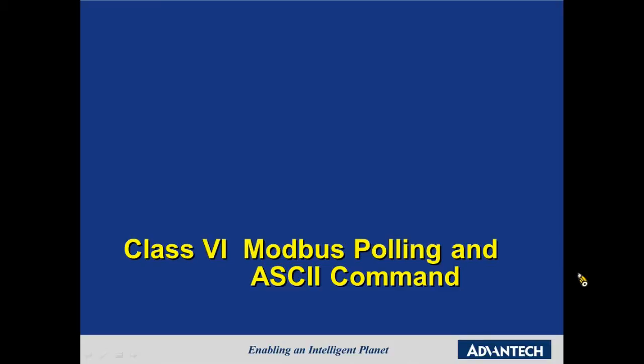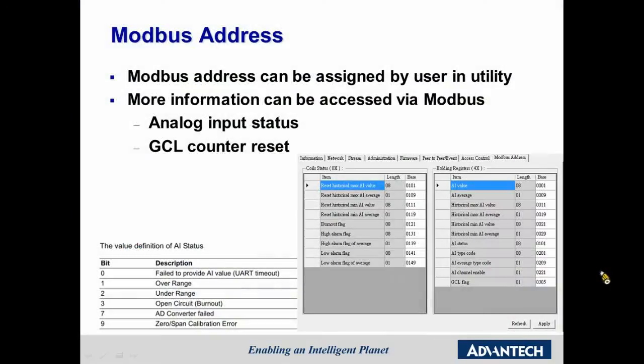Class 6, Modbus polling and ASCII command. With the ADAM-6200 series, the Modbus addresses can be assigned for each of the analog input channels and flags. You can set the start address for each of those individually, so not every module has to be the same. You can also look at the analog input status and get the error codes coming back. You can also reset the GCL counters in the ADAM-6200 series.